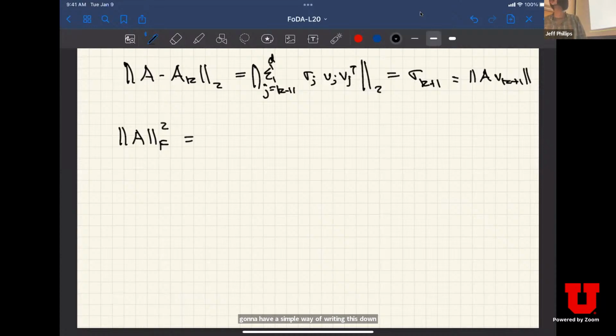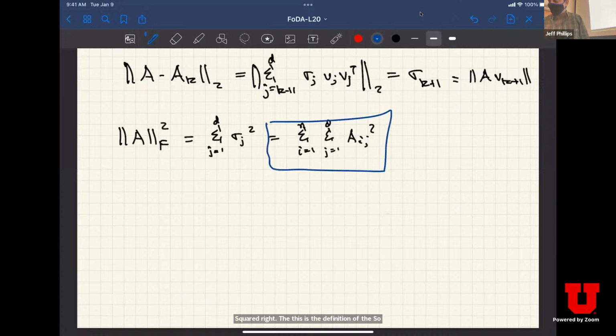This is going to be equal to the sum from j equals 1 up to d of sigma j squared. The Frobenius norm is equal to the sum from i equals 1 to n, sum from j equals 1 to d, of a_ij squared, right? This is the definition, so by definition, that's what this quantity is, okay?